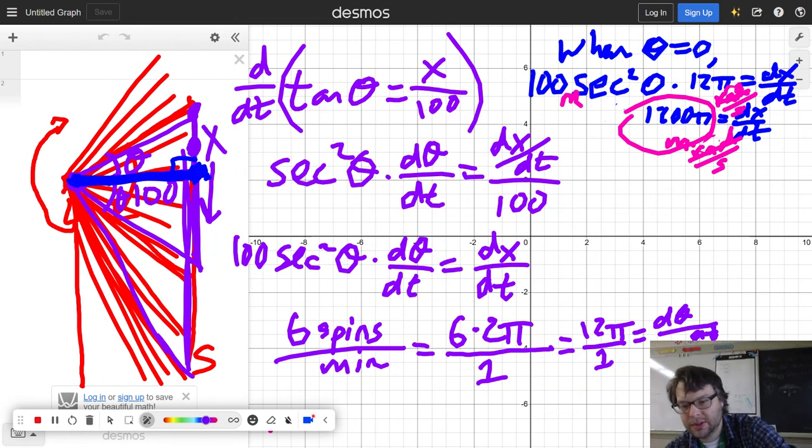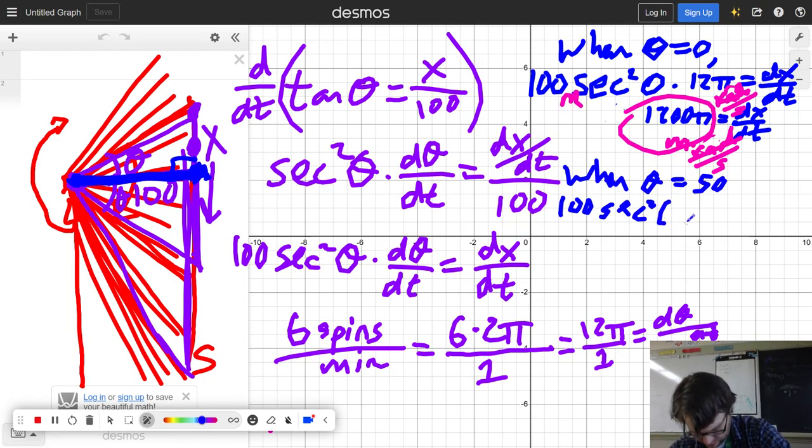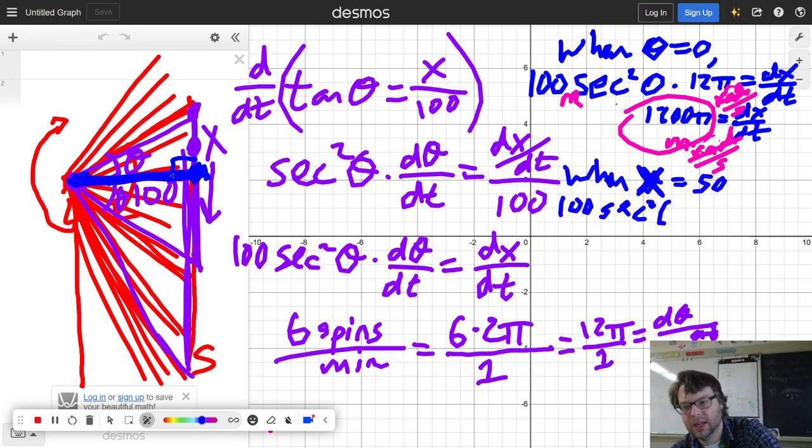If we made theta equal some other value, say theta was 50, so the beam is now 50 meters down from that point, then we have 100 secant squared. Oh, I'm sorry, not when theta is 50, when x is 50, when we're 50 meters down, not 50 radians. That'd be a crazy big radian. When x is 50, then we'd need to figure out what theta is. Okay, so if we made x 50, let's go back to our triangle. We have 100 here and 50 here.